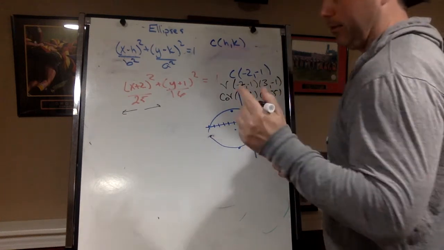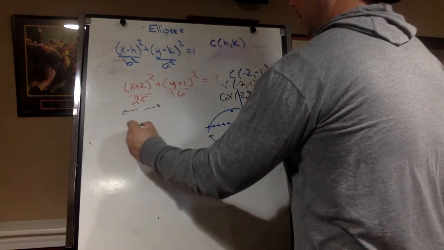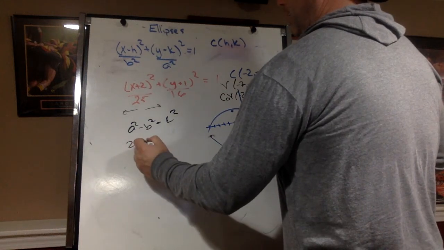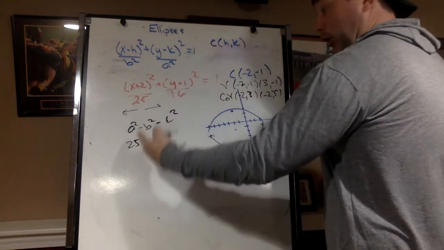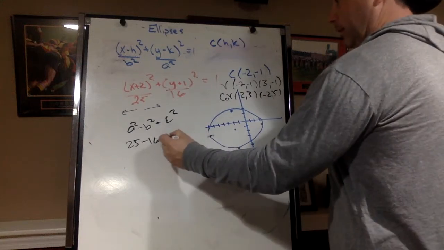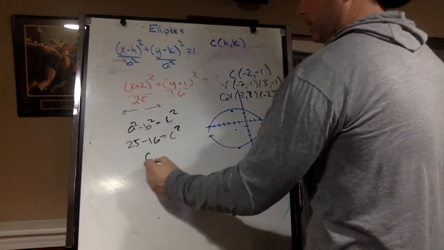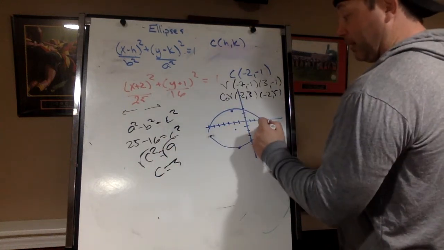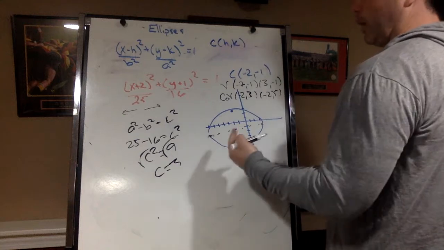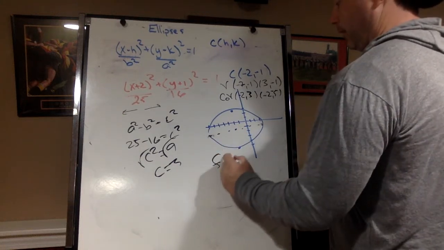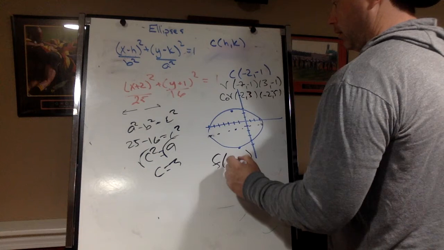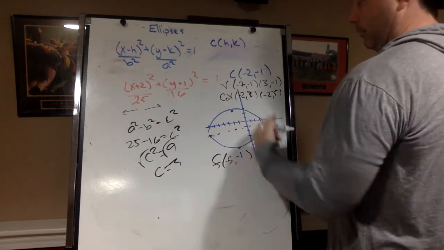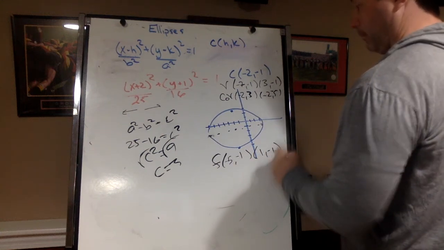Now, again, to find foci, a squared minus b squared equals c squared. So 25 minus 16. Again, the larger one's going to come first because I can't have it equaling a negative. So c squared equals 9, square root. c is 3. This time, my foci are on the major axis, so I'm going to go right and left 3. So my foci are at (-5, -1), because I'm going left 3, and then right 3, (1, -1).